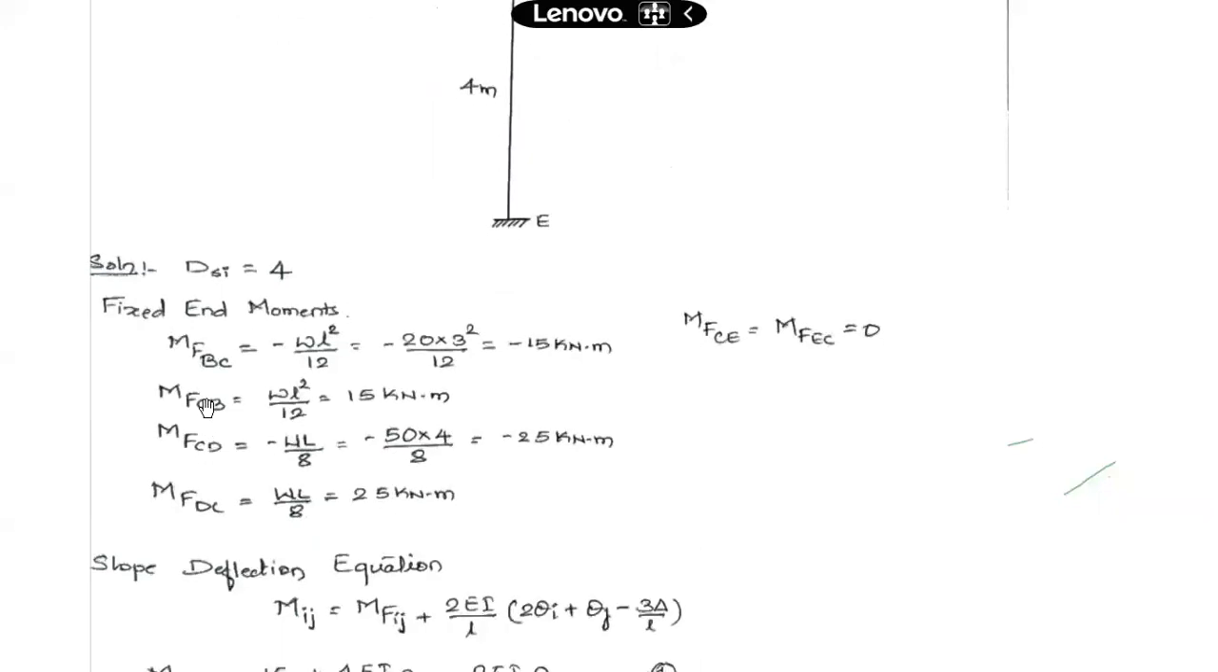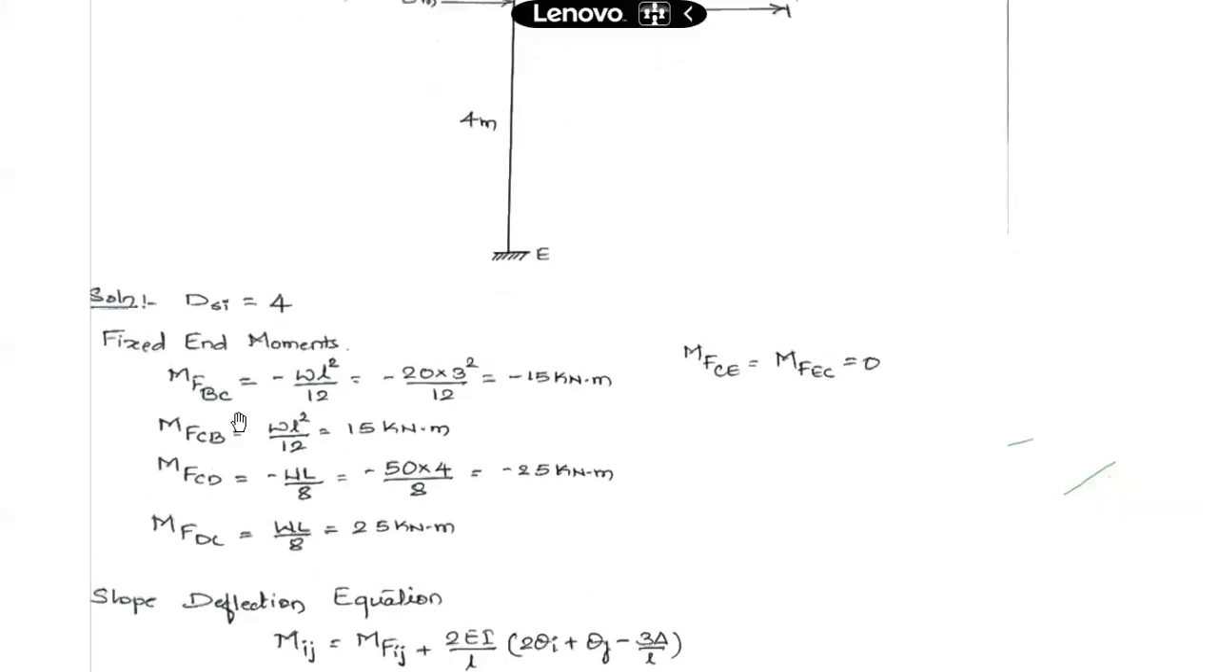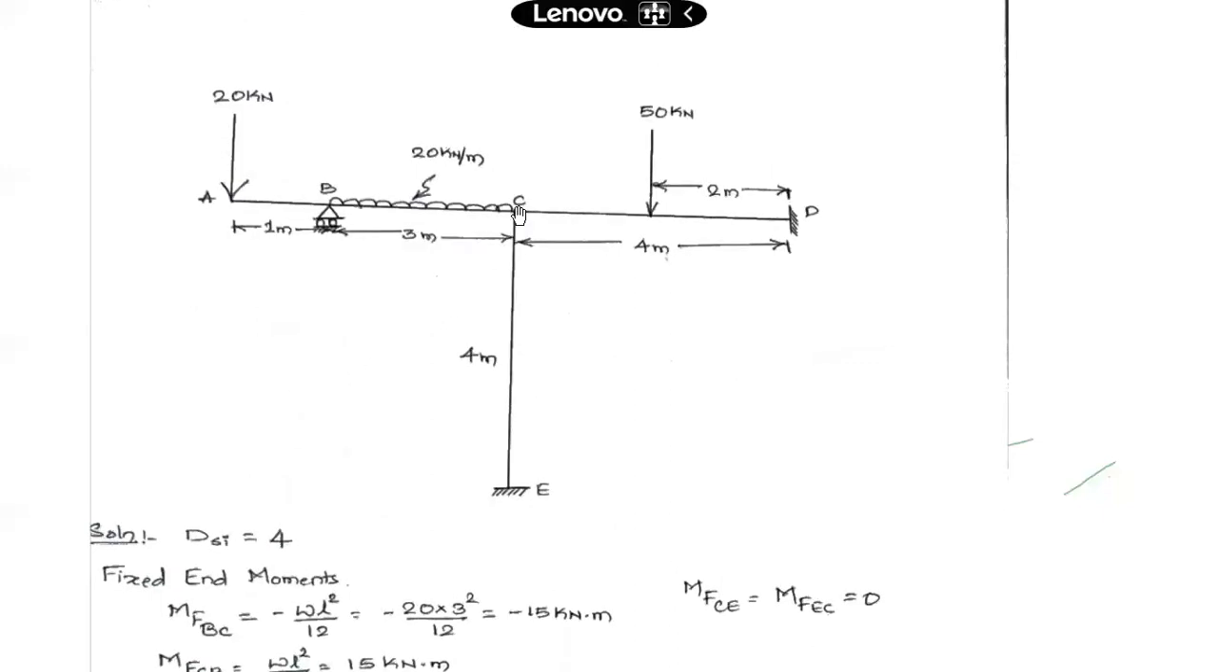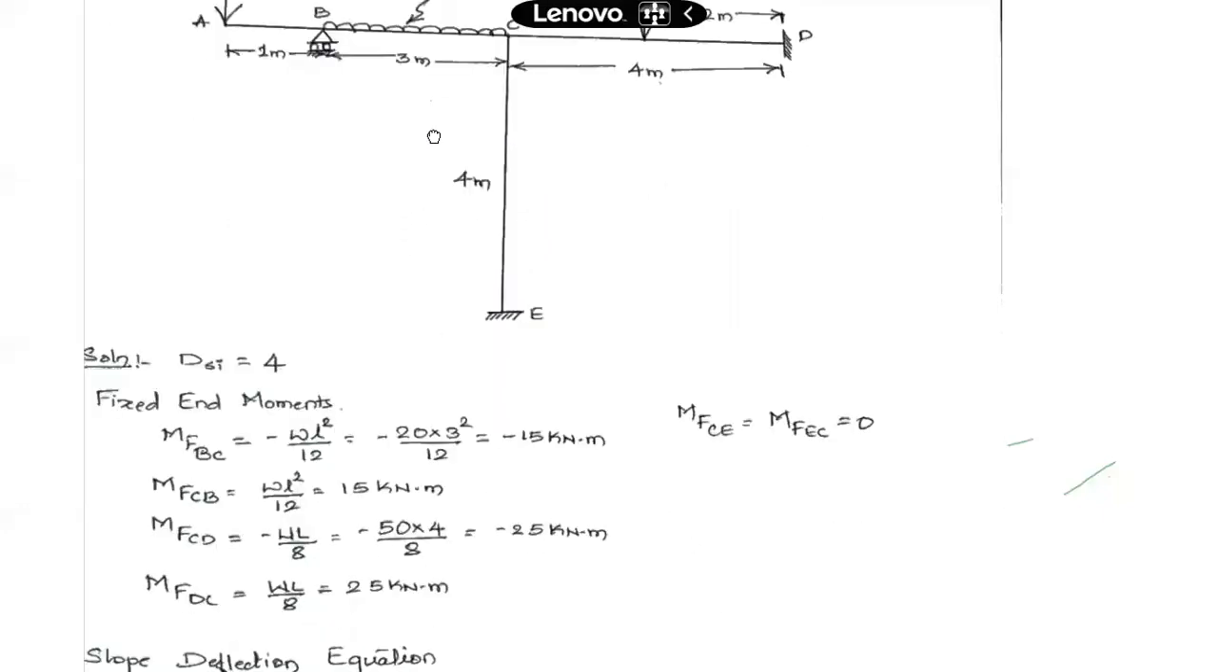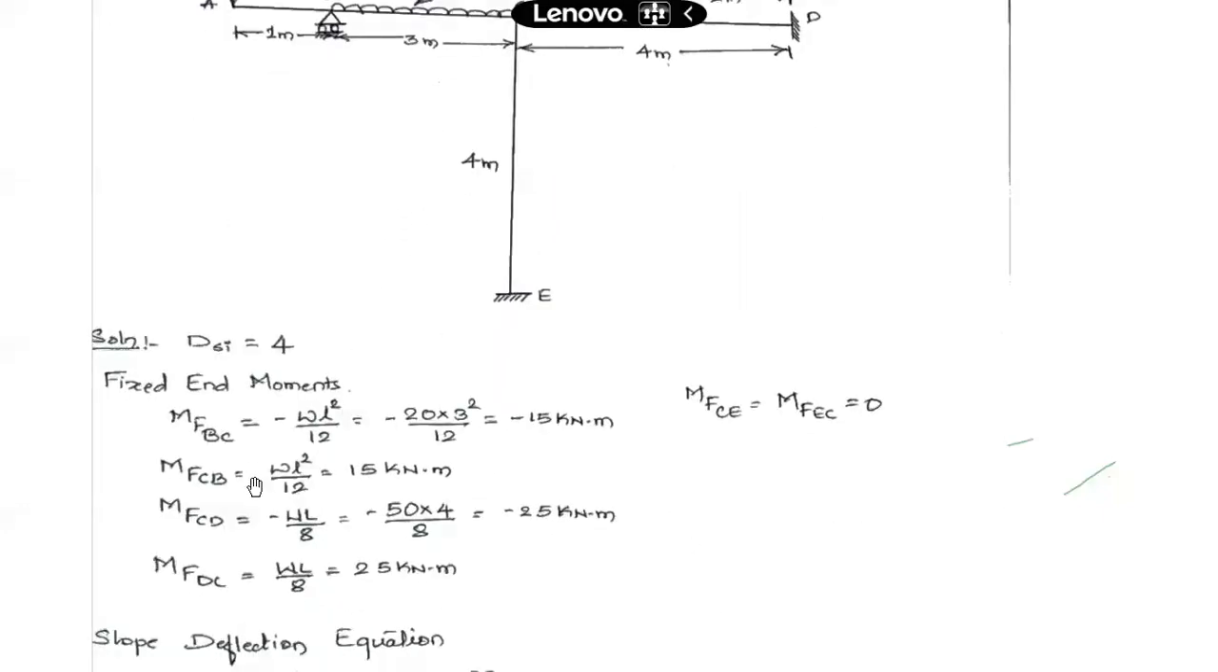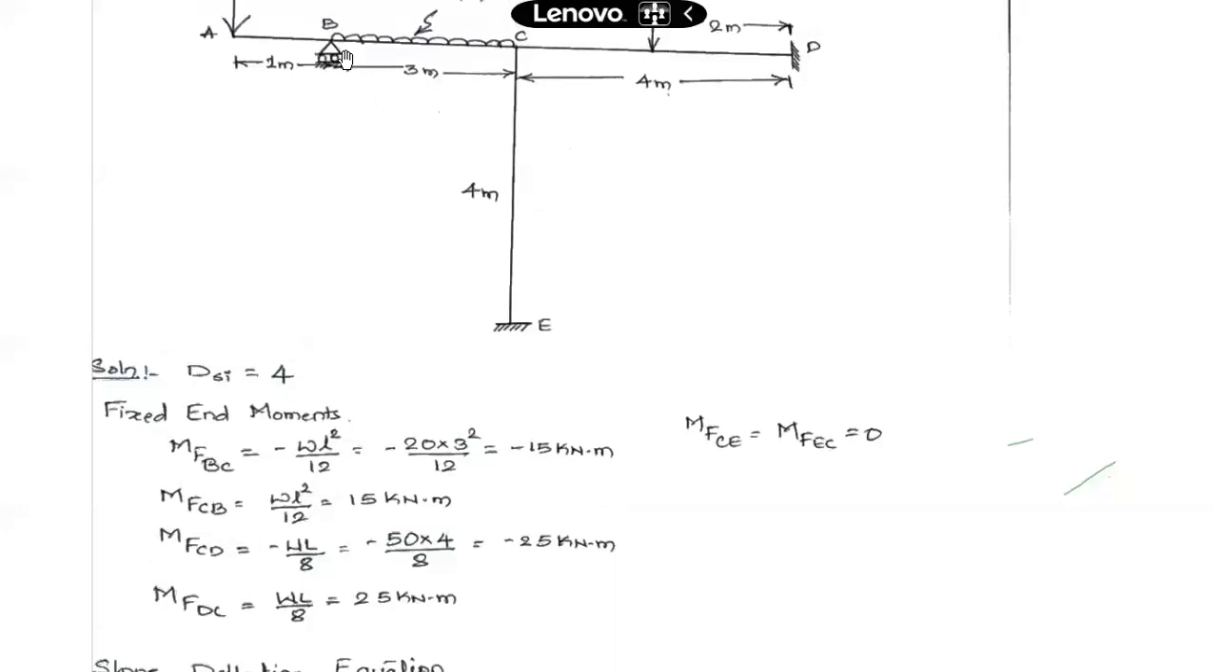Similarly, when I go for determining MFCB, the fixed end moment at joint C in member BC, here it will come out to be in the clockwise direction. So the direction is clockwise. What is the magnitude? WL square by 12. So plus WL square by 12. Since it is clockwise, plus, and the magnitude is WL square by 12 for a member carrying UDL for its entire length.